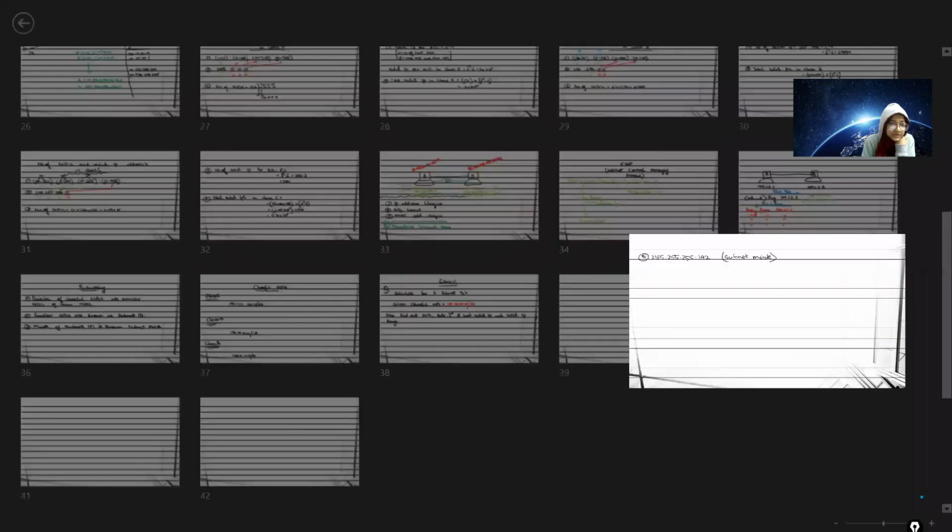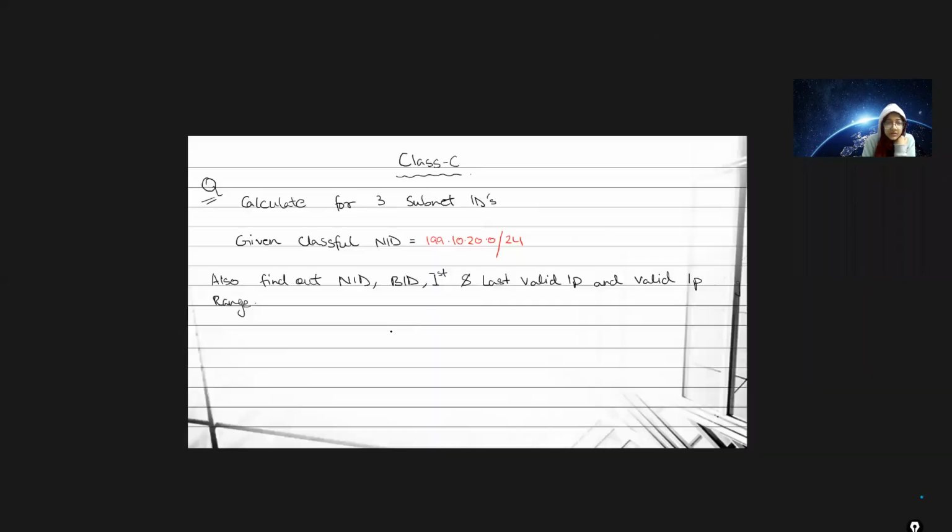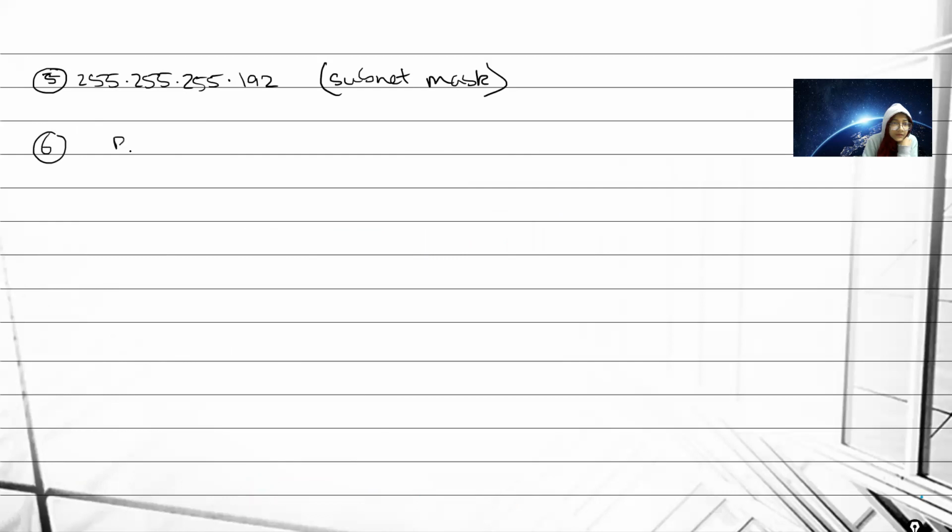Now, what is our 6th step? Block size or magic number, whatever you want to call it. It has many names, but what I call it is block size. You can call it whatever you want to. What is this?